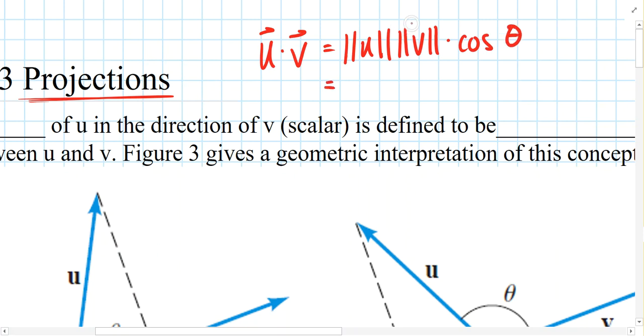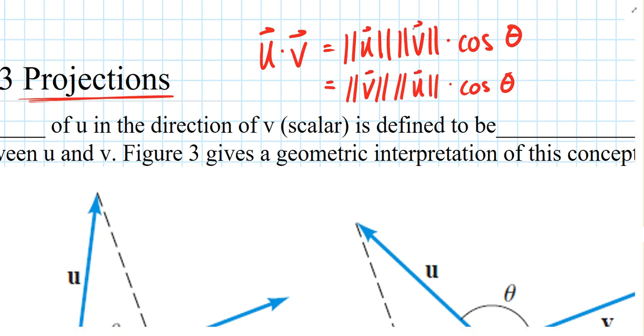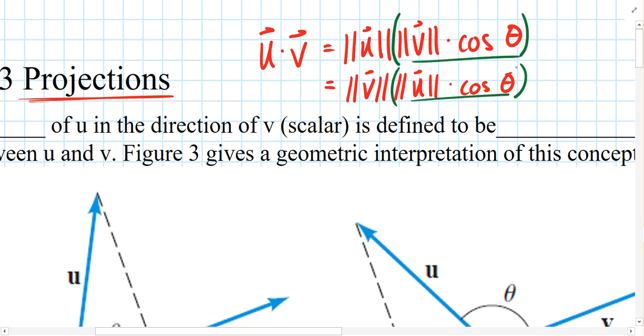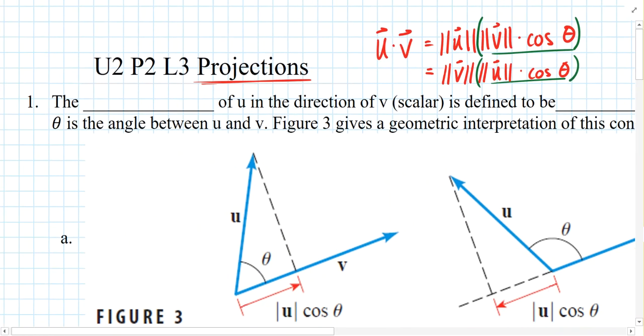And we could also reverse these components because, again, multiplication is commutative. So we might think of this as the magnitude of v times the magnitude of u times the cosine of the angle in between. And they mean the same thing. Now, the reason why I say that is because we're going to consider the math that's associated here: one of the magnitudes times the cosine of the angle in between. If we think of that as a separate computation, that's essentially what our projections are.